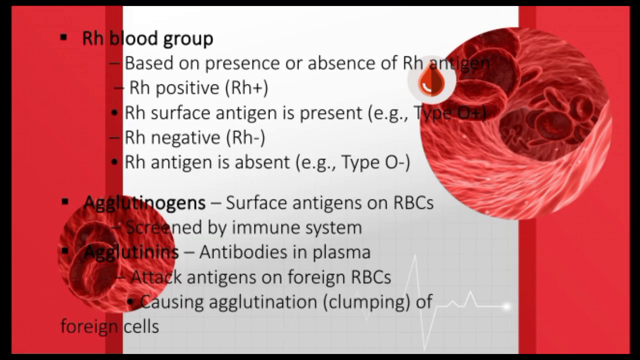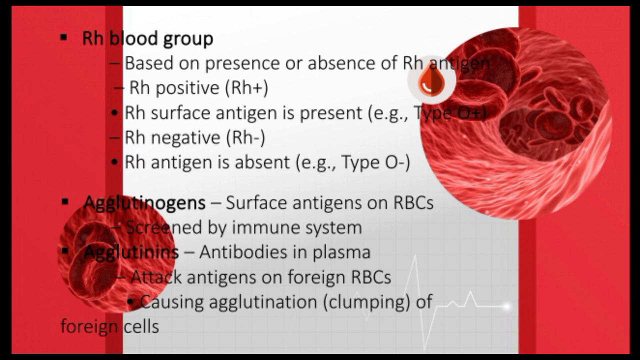Rh blood group. It is based on the presence or absence of the Rh antigen. It has Rh positive and Rh negative. When the Rh surface antigen is present, it will be type O+. When the Rh antigen is absent, it will be type O negative.